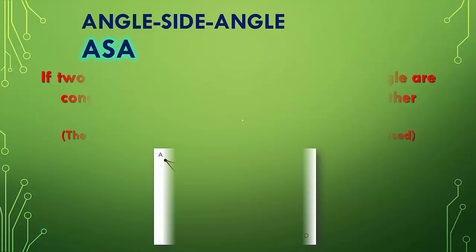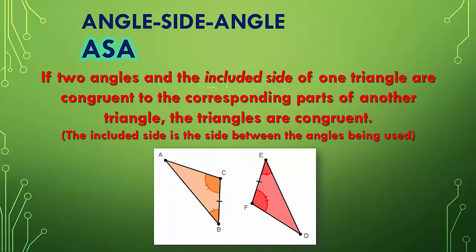Now, angle side angle: if 2 angles and the included side of one triangle are congruent to the corresponding parts of another triangle, then the triangles are congruent.